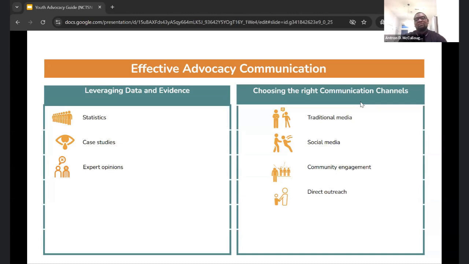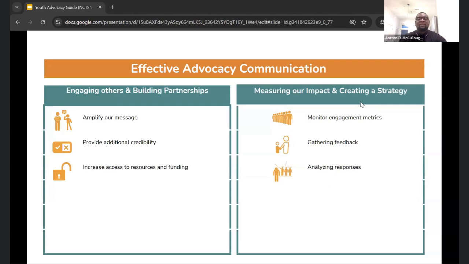It really has that direct outreach and that direct impact on individuals where you can personalize things such as emails, phone calls, and meetings. You should use a mix of channels that really helps to ensure a broader reach, and it also maximizes the impact.